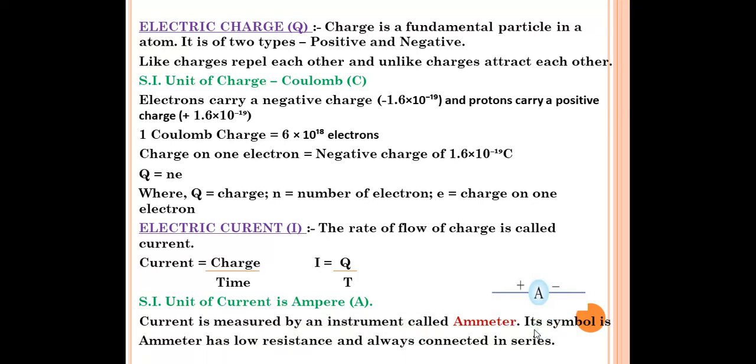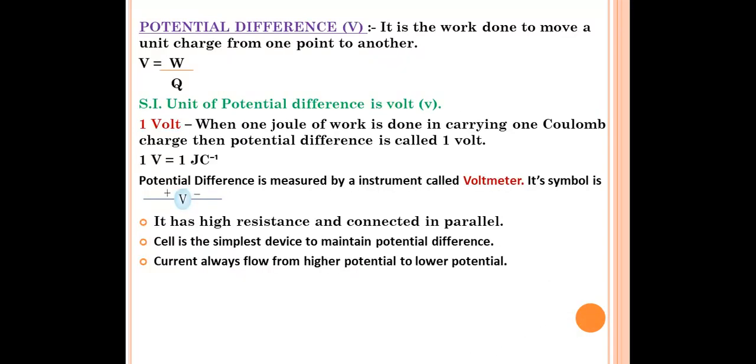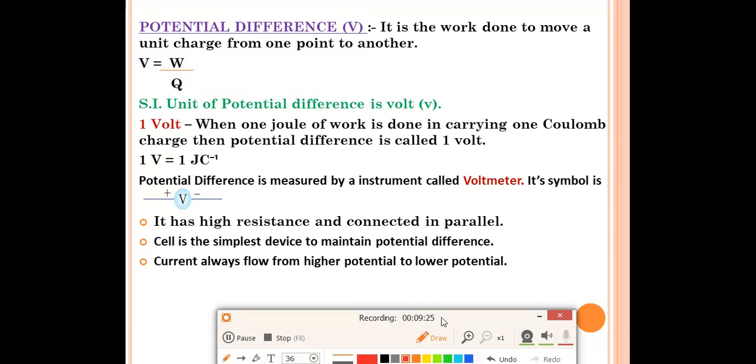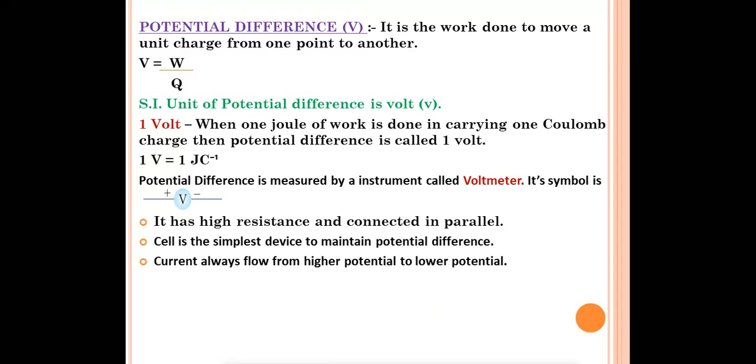Now, the next physical quantity is potential difference, also known as voltage, and it is represented by the capital letter V. What is voltage or potential difference? It is the work done to move a unit charge from one point to another point.